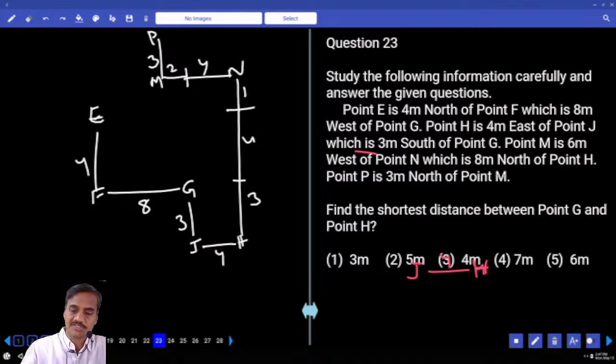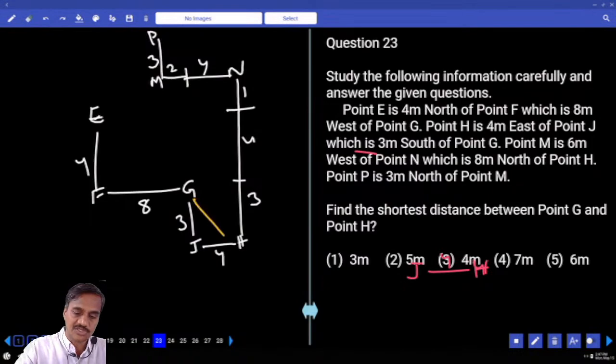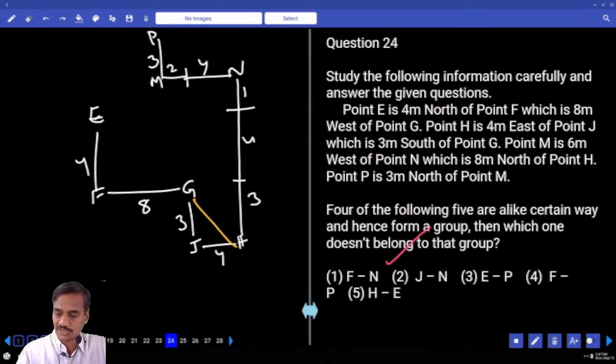And find the shortest distance between G and H. Now the shortest distance between G and H, now where is G? G and H, 3 and 4. 3 and 4 is nothing but the square root of 3 squared plus 4 squared, which is 5 meters.